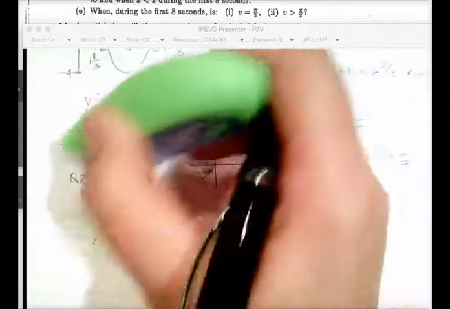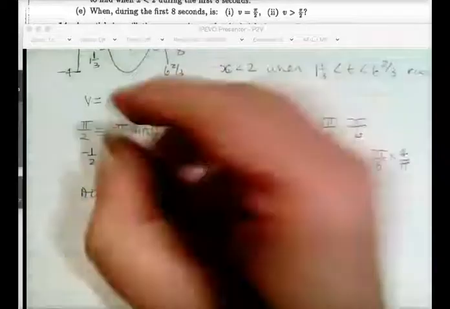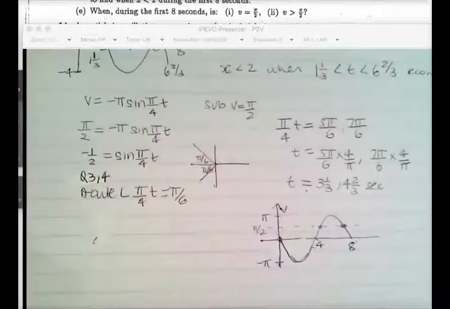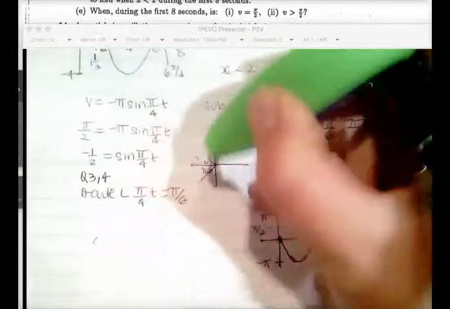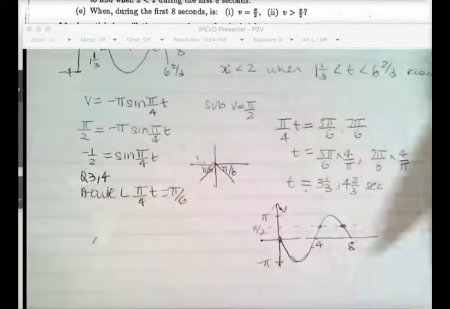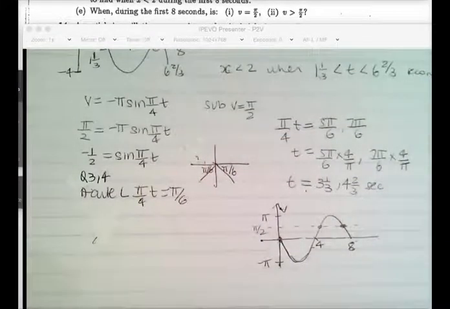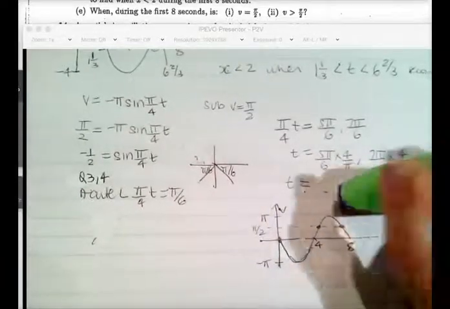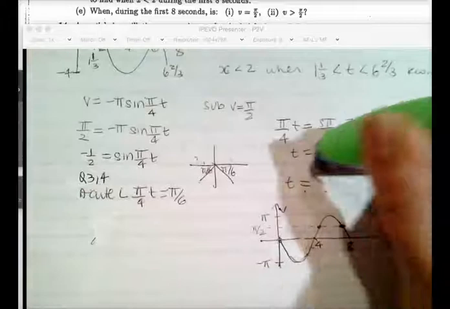My mistake, sorry, a bit late at night, making silly mistakes. Sine is negative in quadrants 3 and 4, not 2 and 3. So I need to come back to quadrant 3 and 4. Sorry about that. Hopefully you've picked that up. I'm not really going to go back and redo that. All right, so hopefully you've seen what I've done wrong.